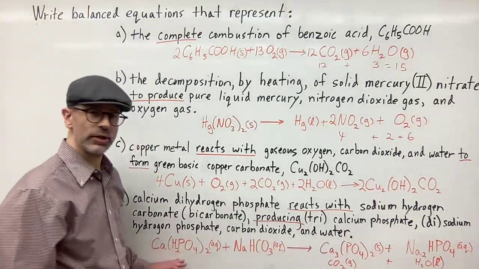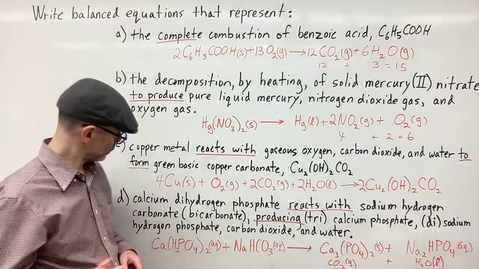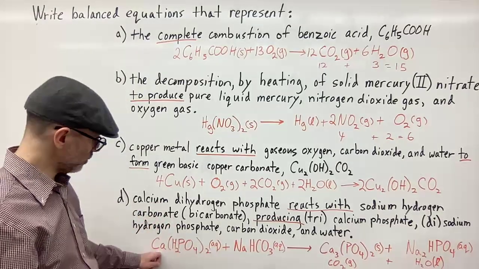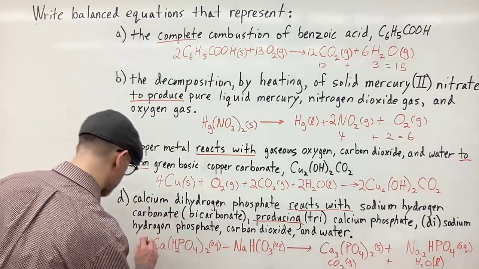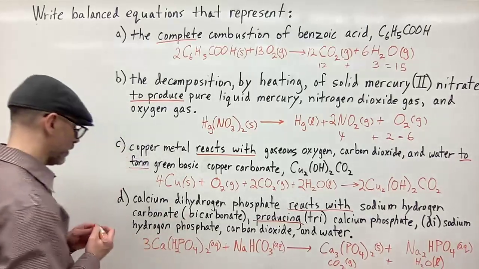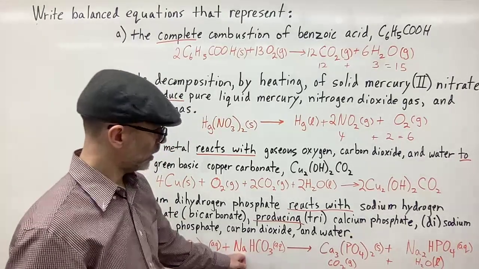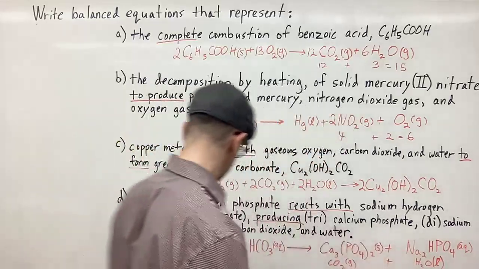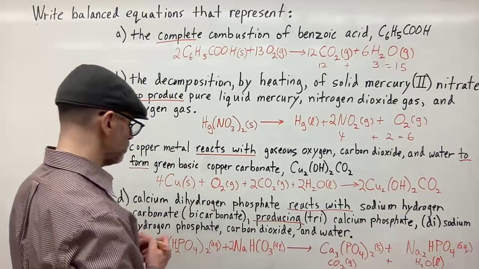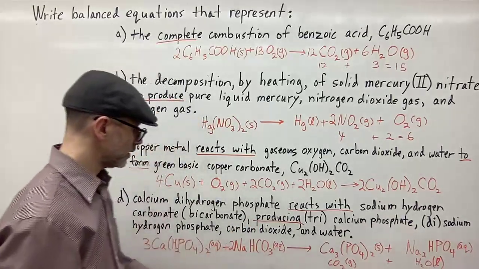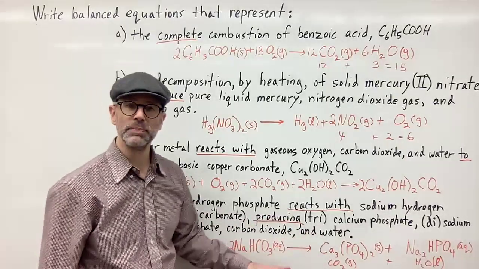So again, the rule I follow is metals before nonmetals. So I have 1 calcium here. I have 3 calciums here. So I'm going to put a 3 in front of the calcium. So that's balanced. Here I have 1 sodium. Here I have 2 sodiums. So I'm going to put a 2 in front of the sodium. So now that's balanced. And notice here I don't have any elements by themselves.